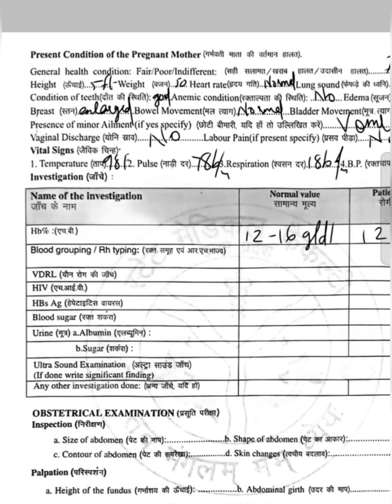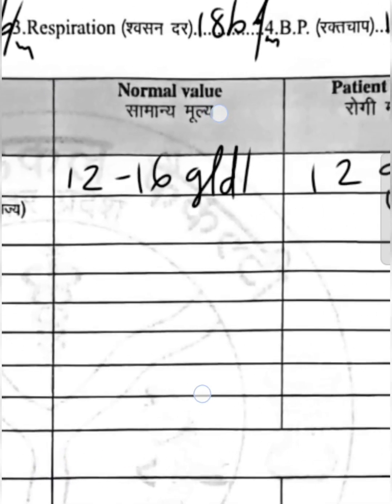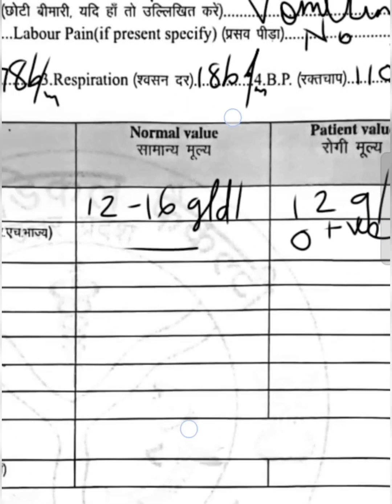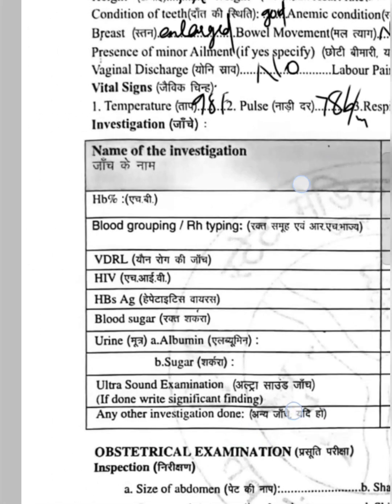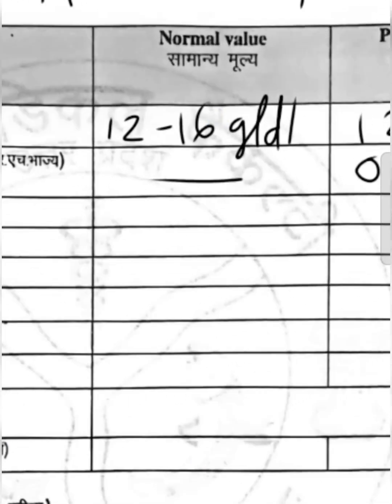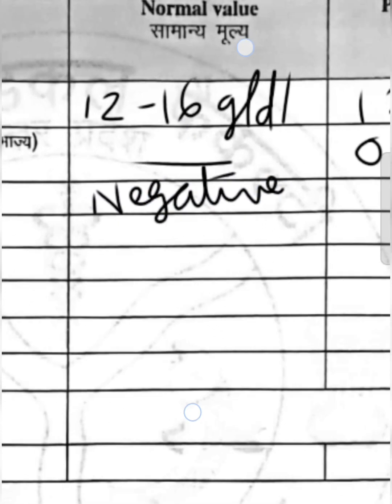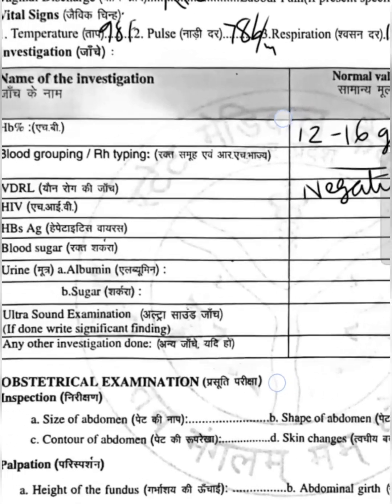Next, blood grouping or Rh typing. Here she is a primigravida mother, so that's why I am not writing any other normal values. She has O positive blood. Next one is VDRL, which is normally negative, so that's why I am writing normal or negative. The patient value is negative. There are no other VDRL positive conditions.